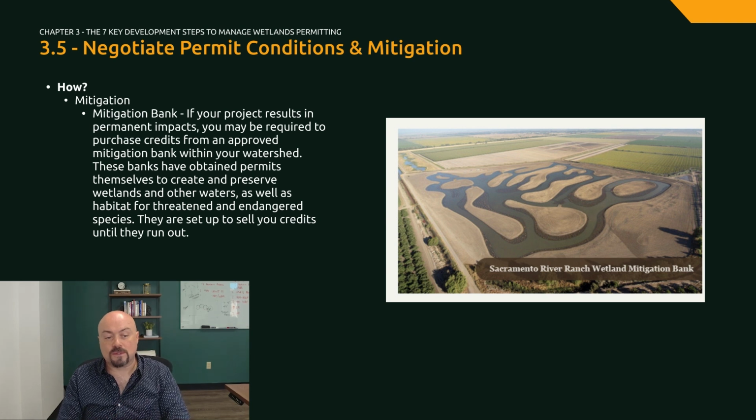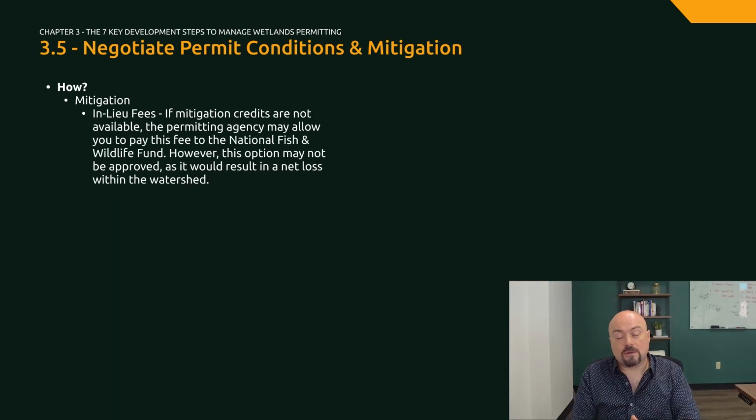If your project results in permanent impacts, you may be required to purchase credits from an approved mitigation bank within the watershed your project is located in. These banks have obtained permits themselves to create and preserve wetlands and other waters, as well as habitat for threatened and endangered species. They are set up to sell you credits until they run out. If mitigation credits are not available, the permitting agency may allow you to pay a fee to the National Fish and Wildlife Fund. However, this option may not be approved as it would result in a net loss in the watershed.